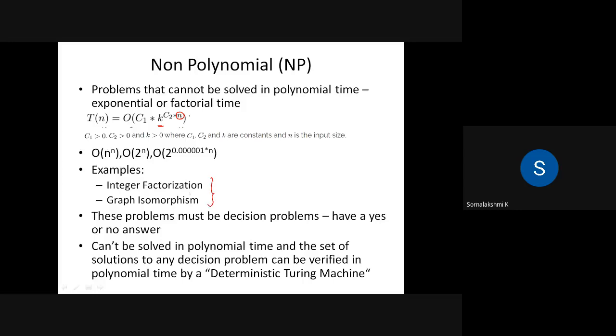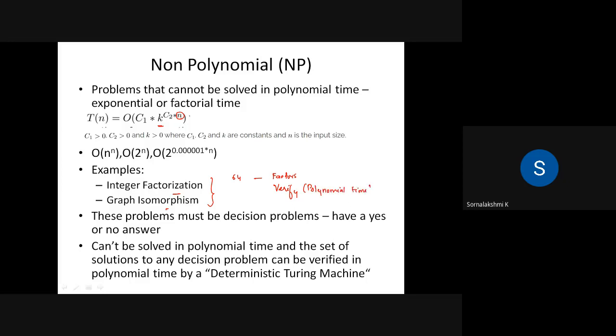The classical examples are integer factorization, so given an integer, what are the different factors, and graph isomorphism. So we'll see this later. Integer factorization is given an integer, find all the factors. But if you are given an integer and all its factors, you can easily verify whether these numbers are factors of 64 or not. So the verification can easily be done in polynomial time.